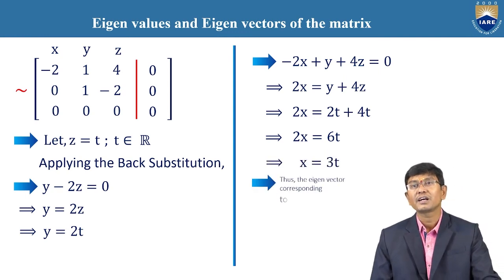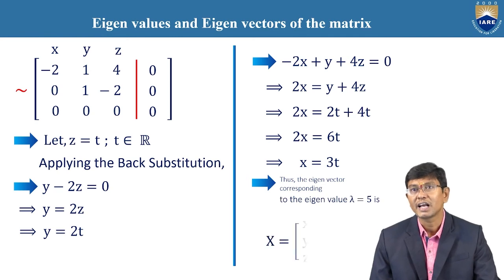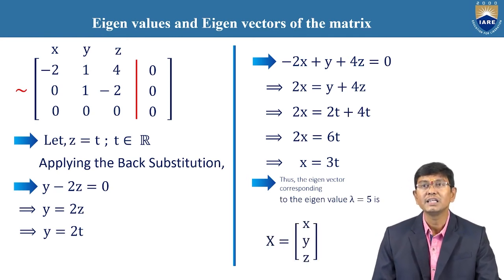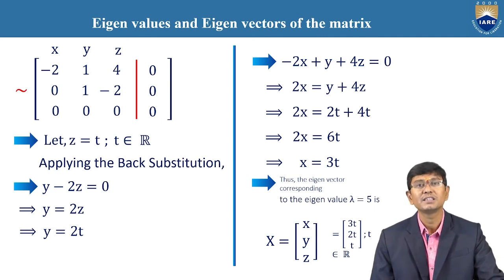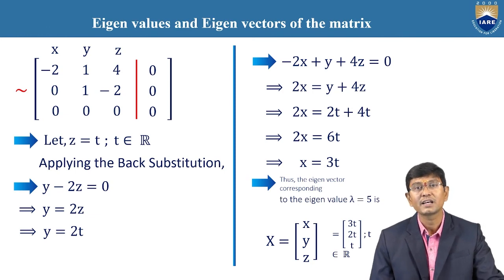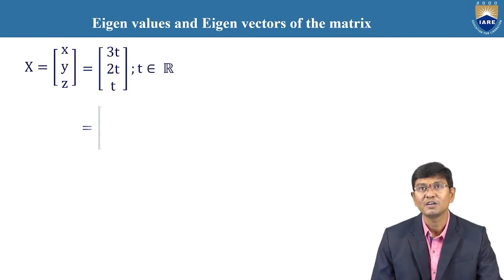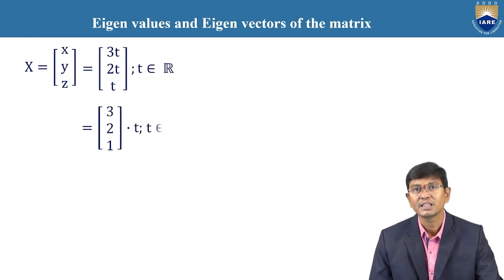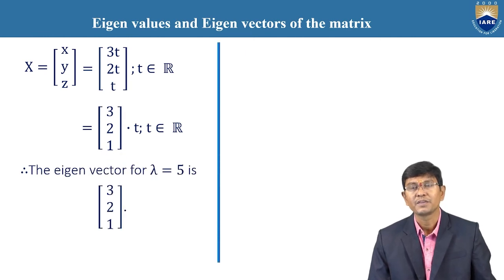Therefore, the corresponding eigenvector for lambda equal to 5, that is x, y, z, is nothing but 3t, 2t and t. By taking any real number t, assume that t is equal to 1, we obtain clearly that the eigenvector corresponding to lambda equal to 5 is 3 comma 2 comma 1. This is the third eigenvector, corresponding to lambda equal to 5.